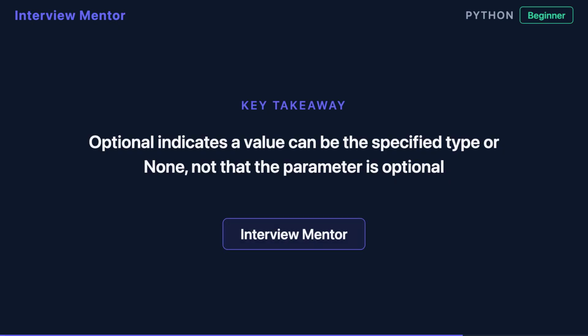Remember, Optional means the value can be the specified type or None. It has nothing to do with whether the parameter is optional. Keep practicing with type hints, and you'll write safer Python code.